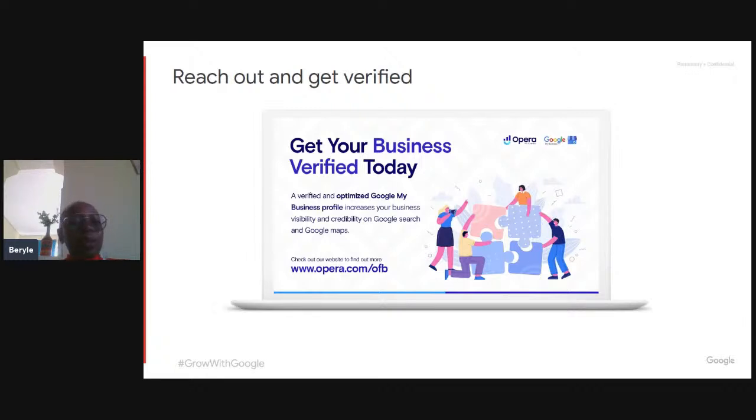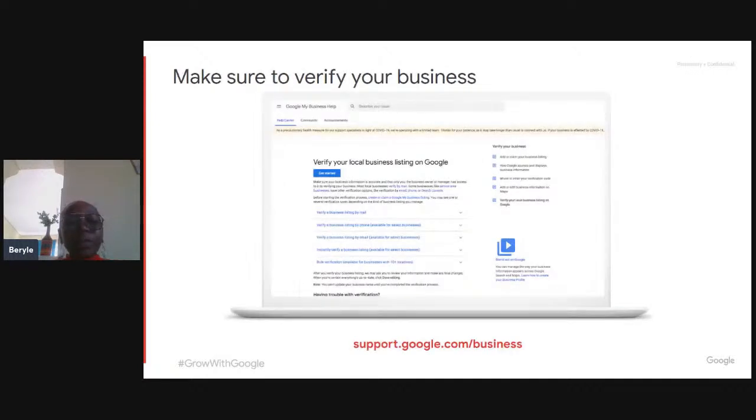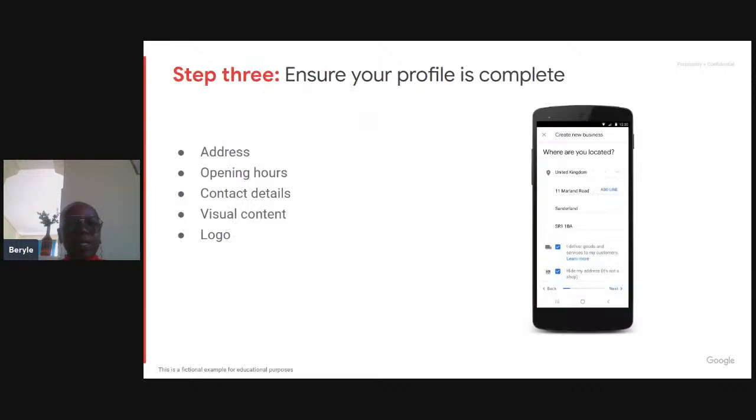Or you can go to www.opera.com to help you with that. But since Impactor is here to help you, we have a form that you can fill. So it makes this process a lot easier. Make sure you verify your business. We've talked about that. If you are doing this alone and you're experiencing any issues, you can go to support.google.com to get the help that you need.